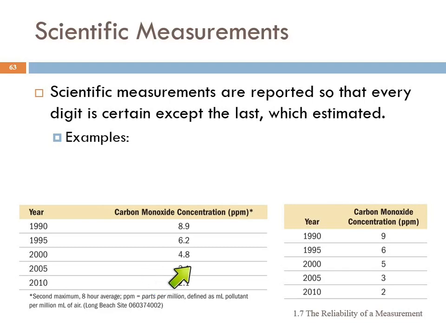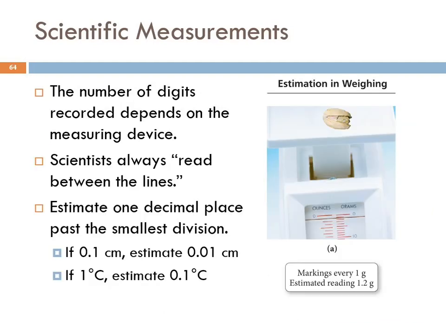This one, 3.1 or 3. This, to a scientist, means between 2 and 4. This means between 3.0 and 3.2, a much tighter measurement. So all of the digits are certain except for the last one, which is estimated. And it's important to have that estimated digit. If there's only one digit, that digit is estimated. So how many digits get recorded depends on the measuring device.